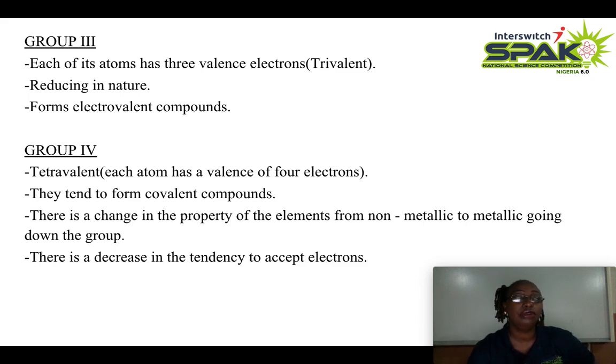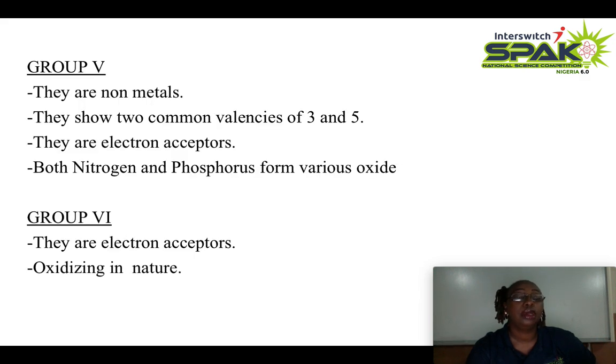So when you go down group 4, you realize that carbon and silicon are non-metals. Then as you go down, you see tin and lead, which are metals. So they change from being non-metals to metals down the group. We have group 5. They are non-metals, nitrogen and phosphorus are in that group, and they have 2 common valences, 3 and 5, but they also form other valences. They can exist from -3, -2, -1, 0, 1, 2, 3, 4, 5. They are electron acceptors because they are non-metals.